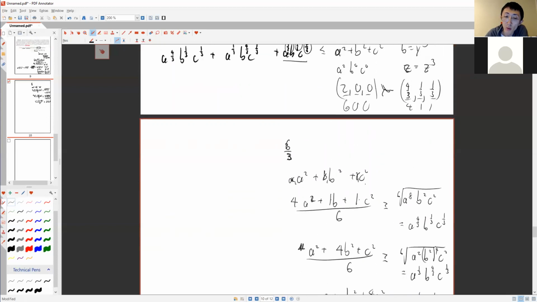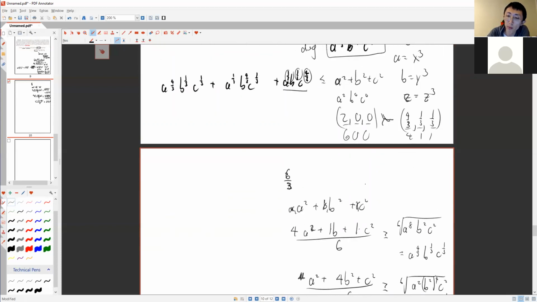I guess the way to figure out the weights from, yeah, maybe we should look at another example of how to figure out the weights, and then we can come back to this special case of how to figure out the weights when it's like a to the k plus b to the k plus c to the k.